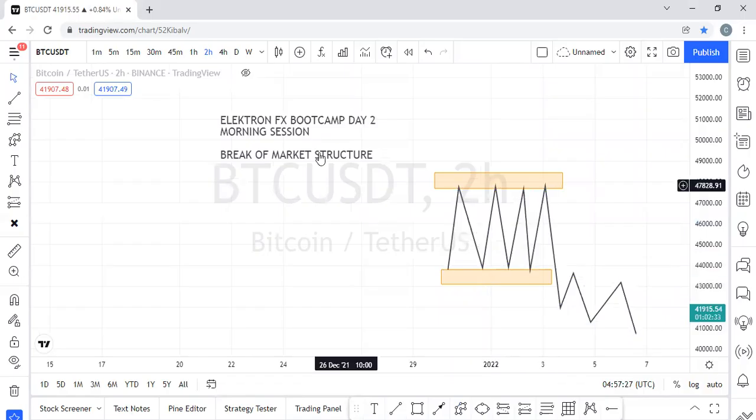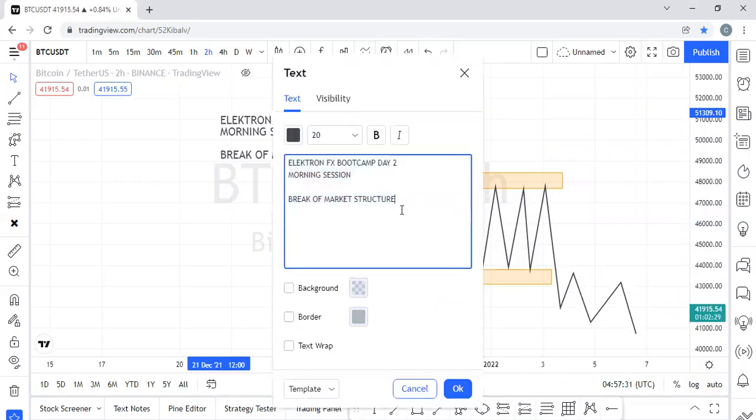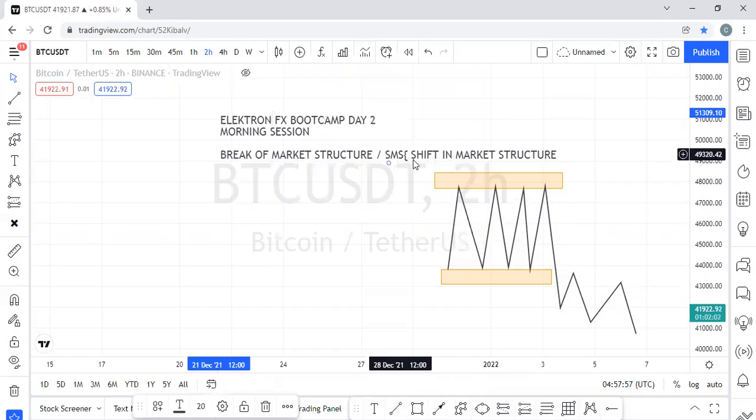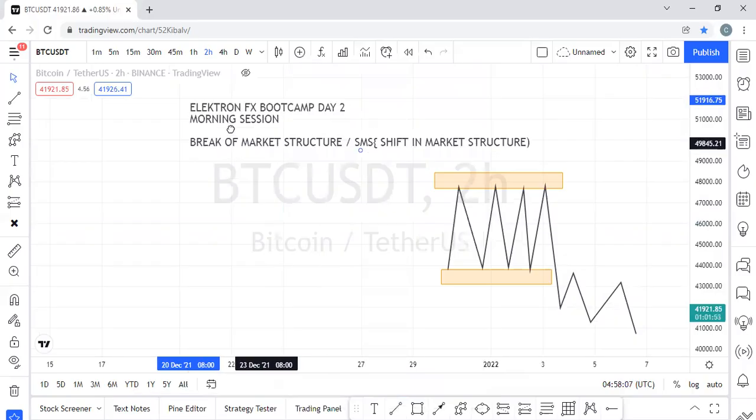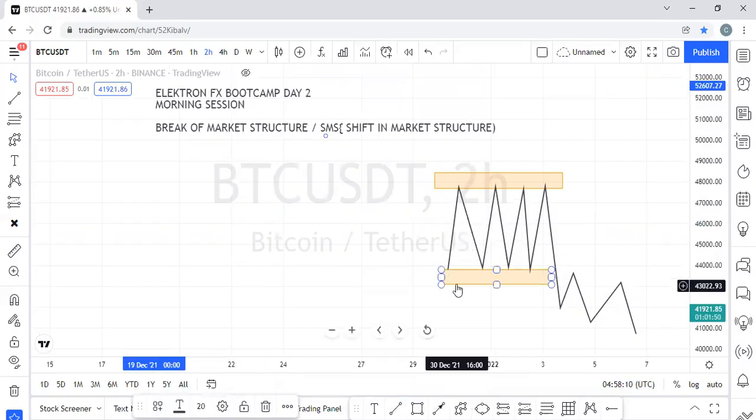So we can call break of market structure SMS, shift of market structure, or shift in market structure. So you just put that in the label, shift in market structure. That means the market has shifted from being bullish to being bearish, right? So let's just cover that. It's still the same thing. When we say break of market structure, we're still referring to shift of market structure, right?